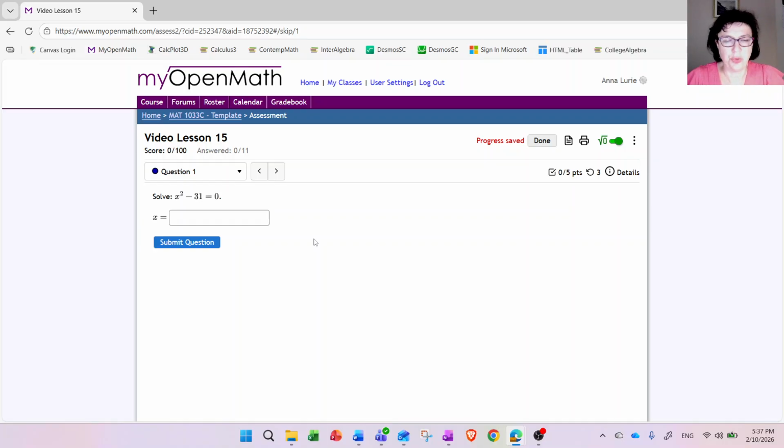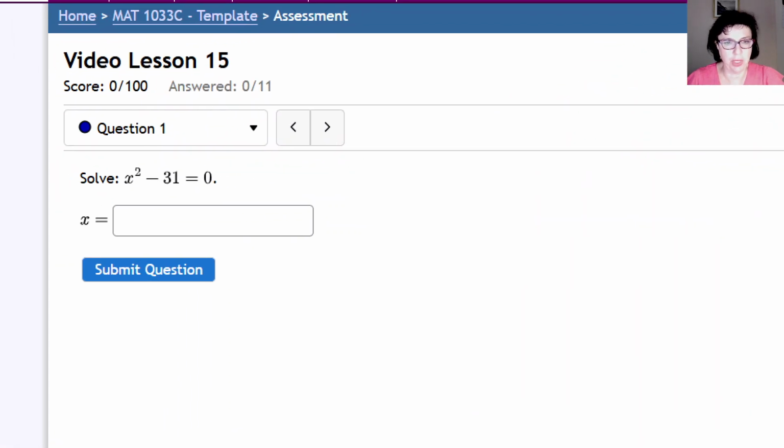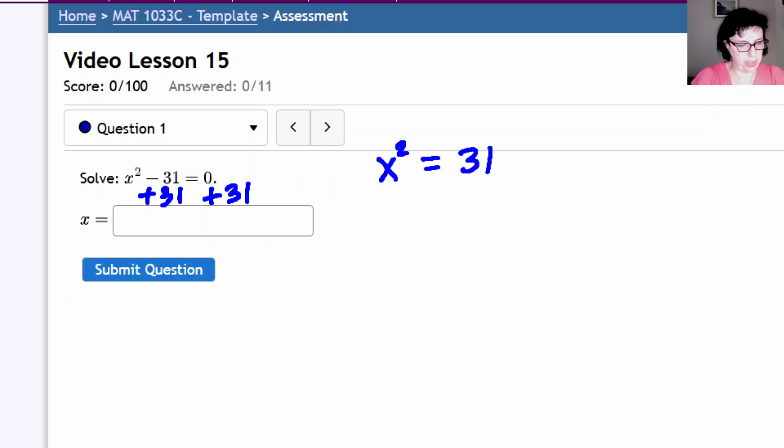In the equation x squared minus 31 equals 0, if you want to use something called the square root property, you want to isolate the square on one side and move everything else to the other side. So here, I am just going to add 31 to both sides, which allows me to get the equation x squared equals 31. And this is going to cancel here.